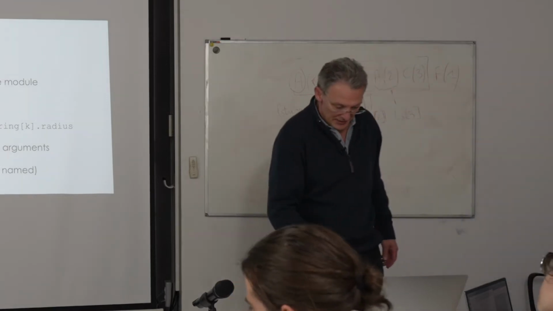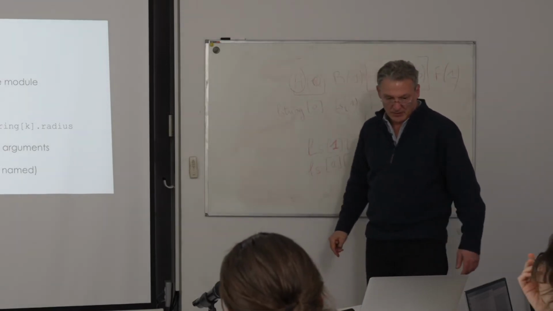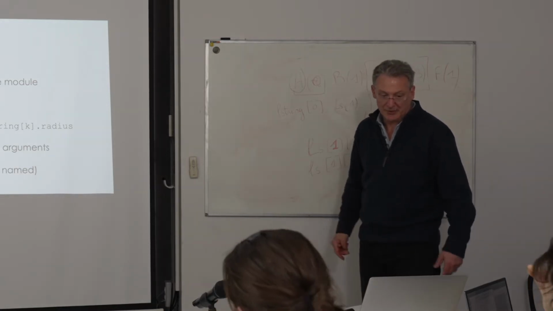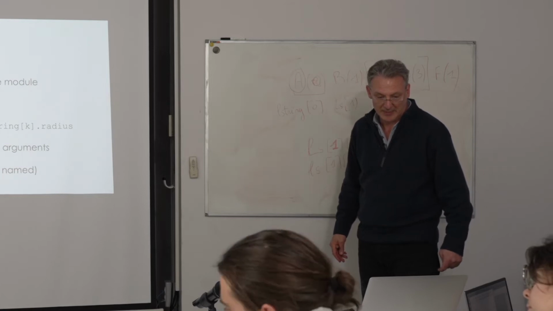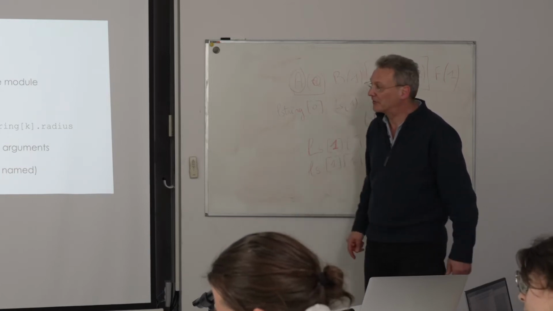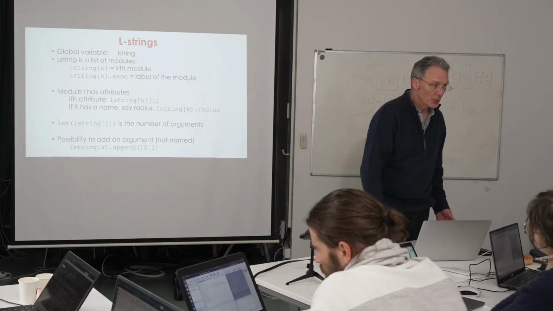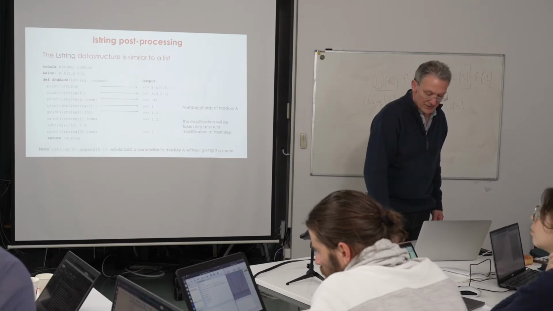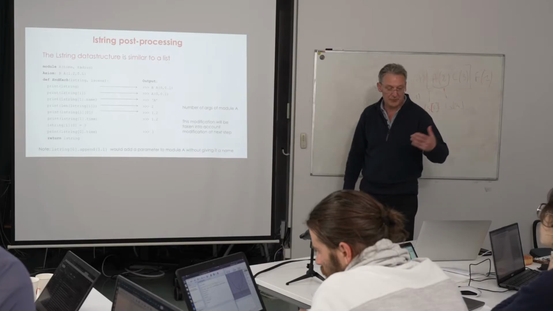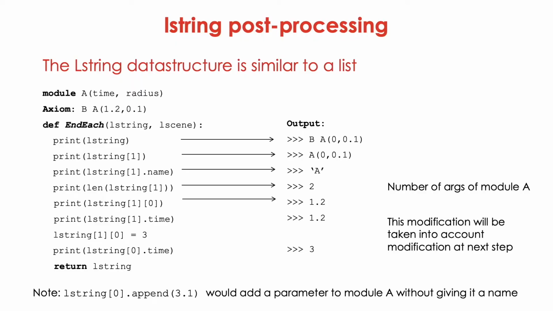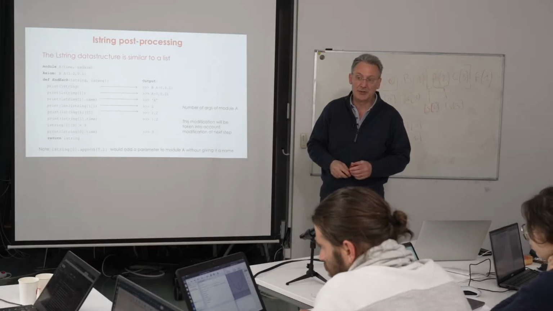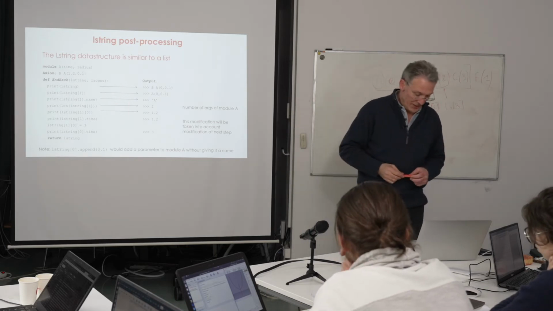Okay, and then you can add arguments exactly as in a list by using the primitive append, and you can get the length of the lstring by using the primitive length. Okay, so all the things that you can do with a list, you can do with the lstring. And it's especially nice to retrieve the name of the modules, the attributes of the modules from the outside. Because if I want to act on the lstring, I need to know how to read the lstring and then to feed back the lstring with arguments that I may have computed outside. Okay?